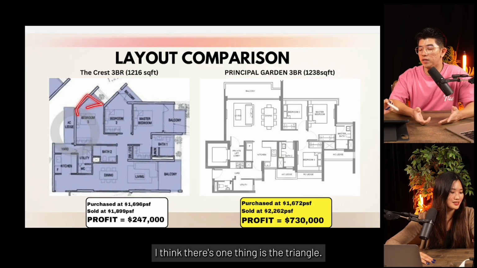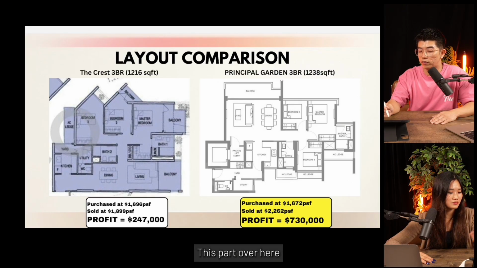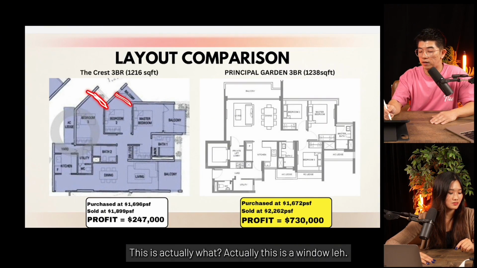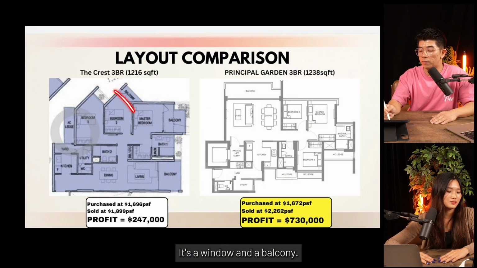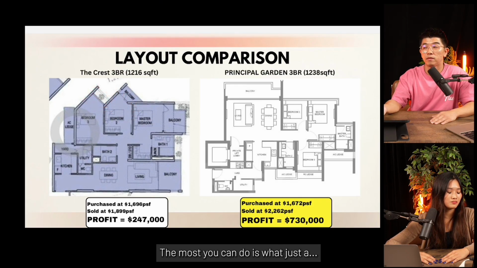I think one thing is the triangle. Second one is also because the area that we are looking into, this part over here, is actually a window. It's a window and a balcony. So there's no way you can actually seal up this whole area. The most you can do is what?